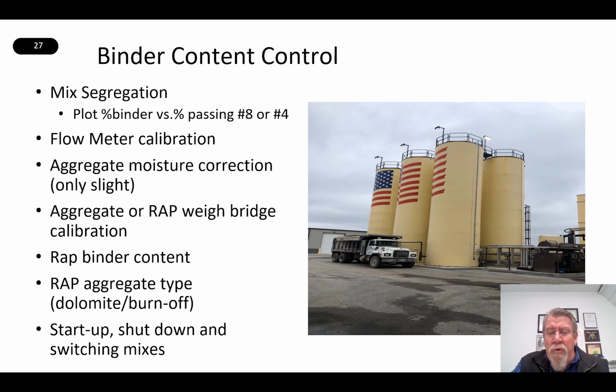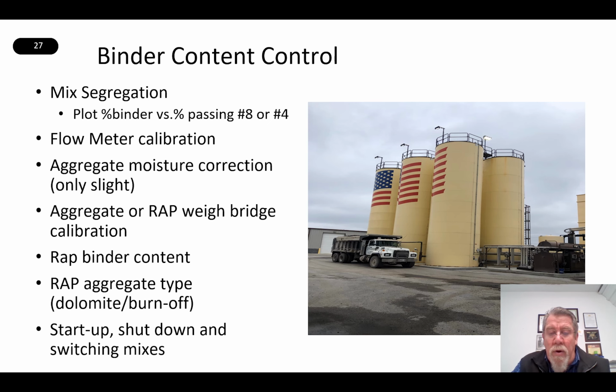Aggregate moisture correction. Your asphalt plants are set up to where you do stockpile samples and monitor the moisture of each stockpile. The plants are smart enough that you give them the moisture content from the piles, and it takes it away from the aggregate going across your belt scales. And then what it does is it compensates the amount of binder that's put into the mix based on your moisture content. So make sure that's correct.